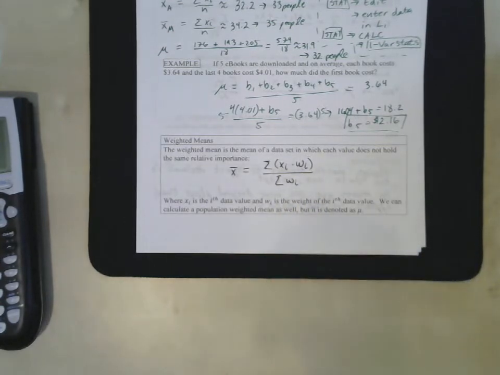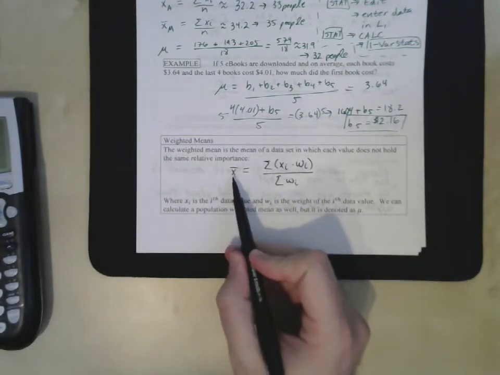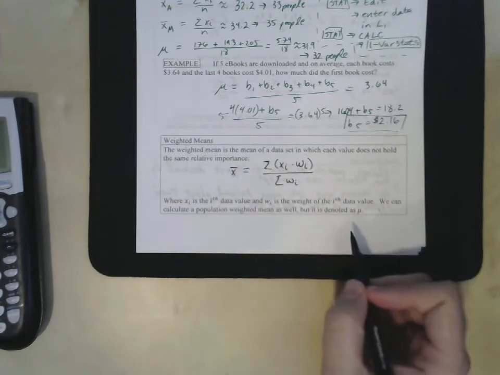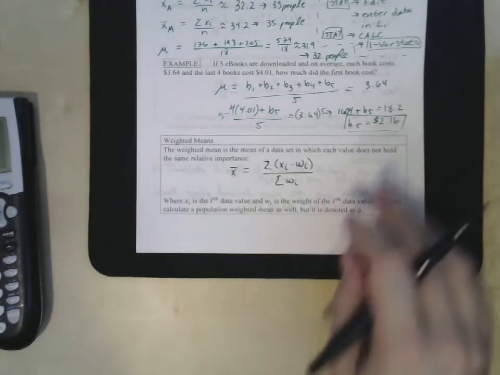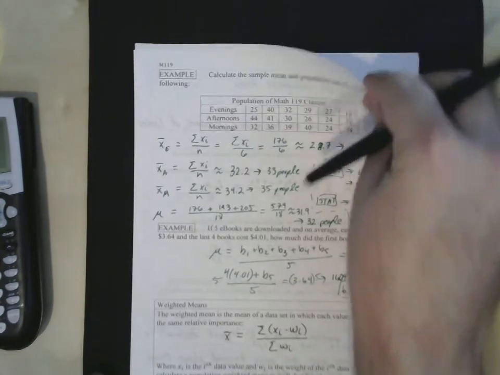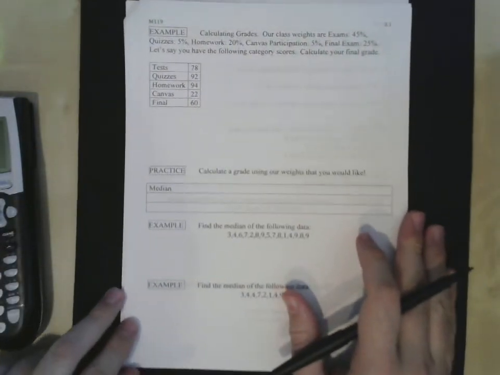So you're already starting to see this. I talked about this in a previous section: abusive notation, reusing symbols. X bar is mean, it's also weighted mean for a sample. Mu is mean, it's also weighted mean for a population. So you always have to make sure you understand the context that you're working in. So let's calculate a weighted mean.